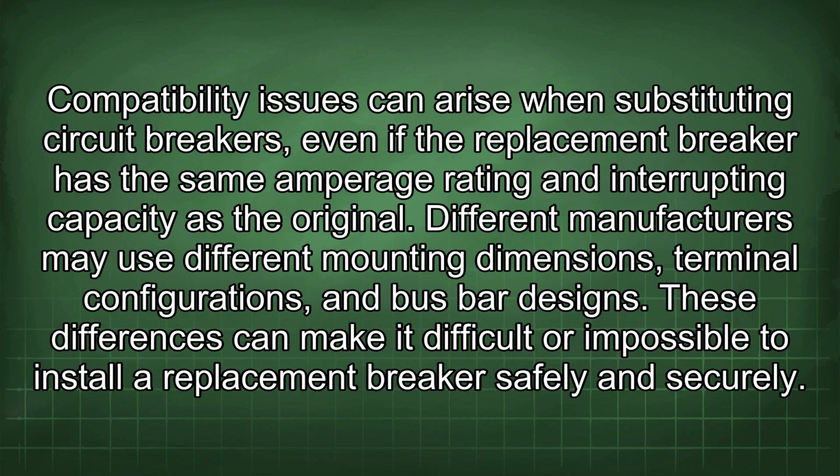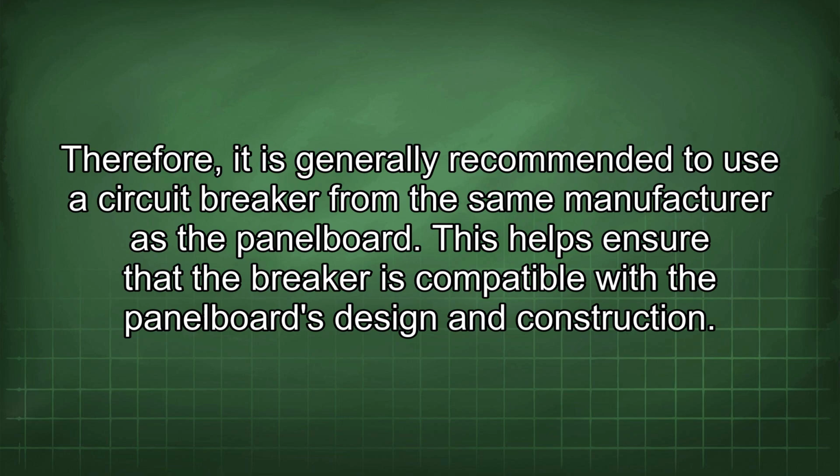Compatibility issues can arise when substituting circuit breakers, even if the replacement breaker has the same amperage rating and interrupting capacity as the original. Different manufacturers may use different mounting dimensions, terminal configurations, and bus bar designs. These differences can make it difficult or impossible to install a replacement breaker safely and securely. Therefore, it is generally recommended to use a circuit breaker from the same manufacturer as the panel board. This helps ensure that the breaker is compatible with the panel board's design and construction.